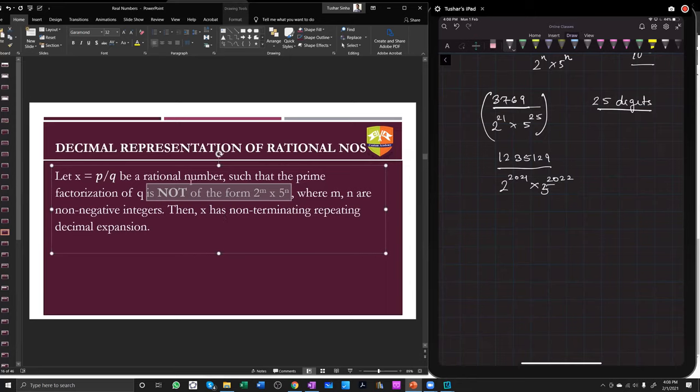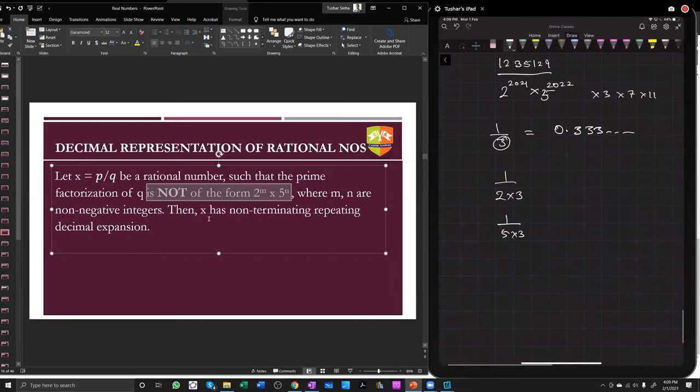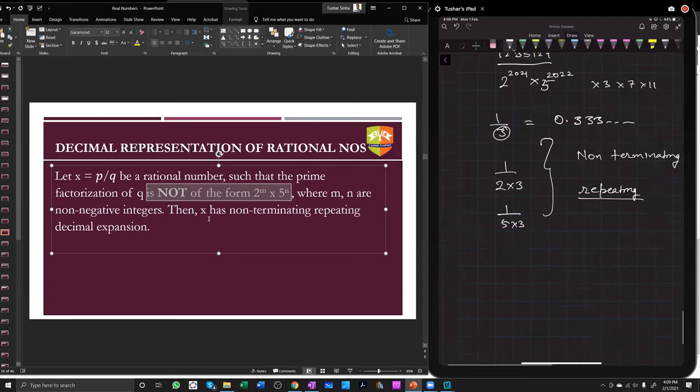So if any other factor is included, let's say 3 or 7 or 11, apart from 2 and 5, it is not going to terminate. 1 upon 3 is the classic example, 0.3333, so it is not going to terminate because there is no 2 or 5. Even if one of 2 or 5 is there but the other is not, and there is some other prime number, then these are all non-terminating. But since they are rational numbers, they will be repeating. Okay, fair enough.